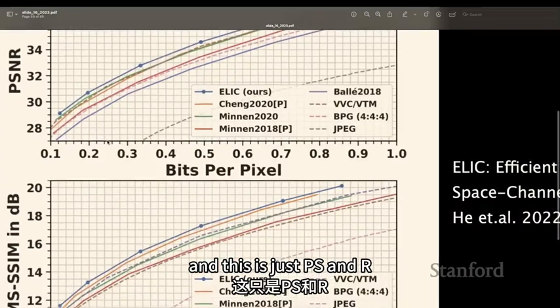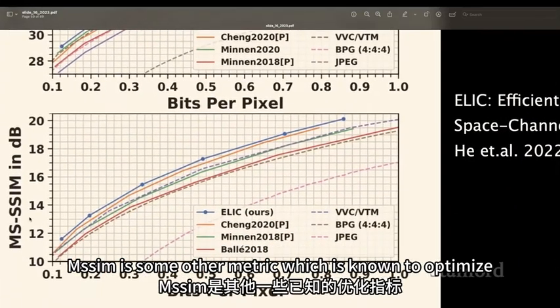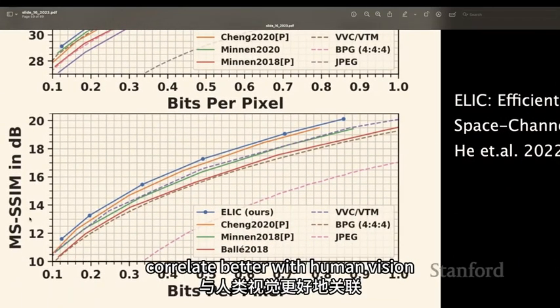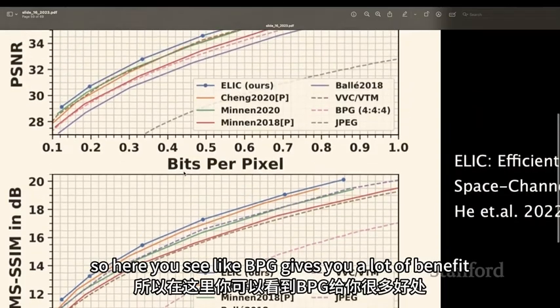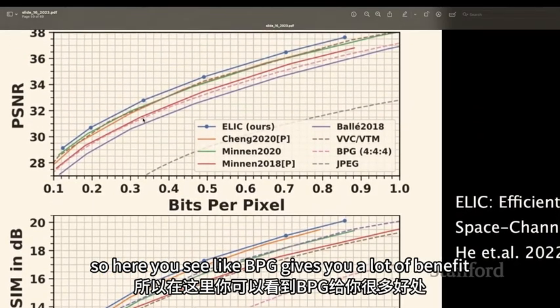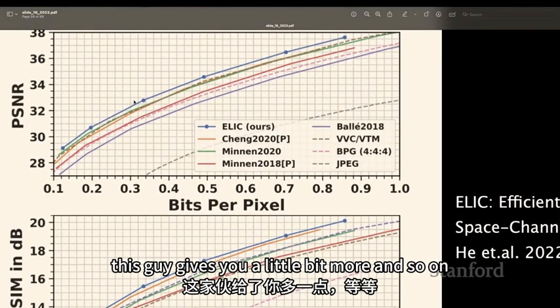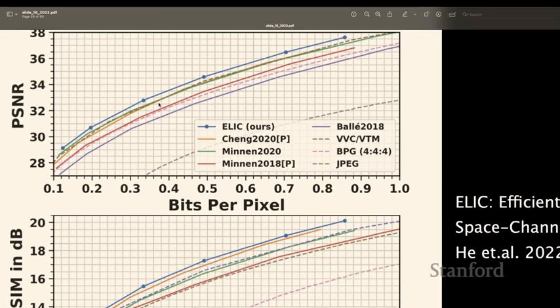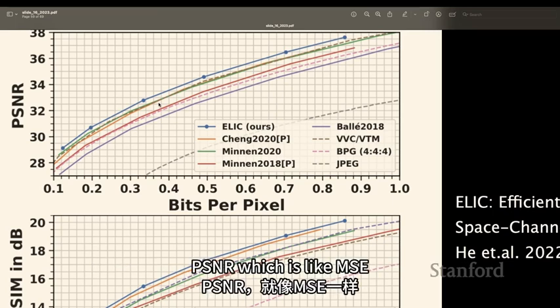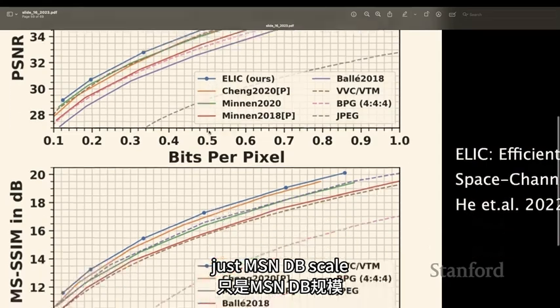And this is just PSNR. MS-SSIM is some other metric which is known to correlate better with human vision. And there the gap is even higher, right? Here you see BPG gives you a lot of benefit, this guy gives you a little bit more, and so on. A lot of these traditional codecs are optimized for PSNR, which is just MSE in dB scale.